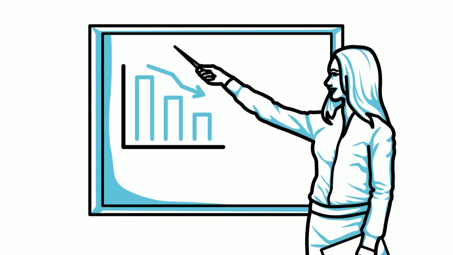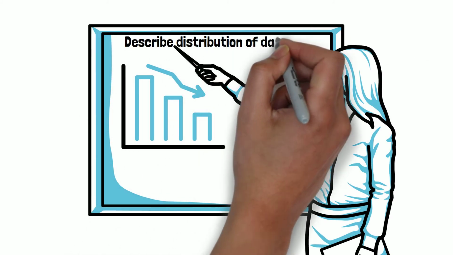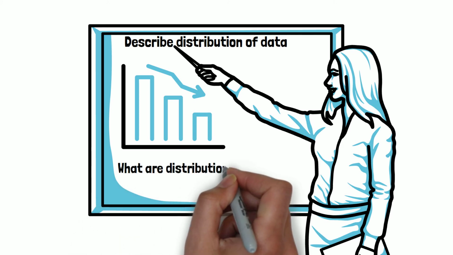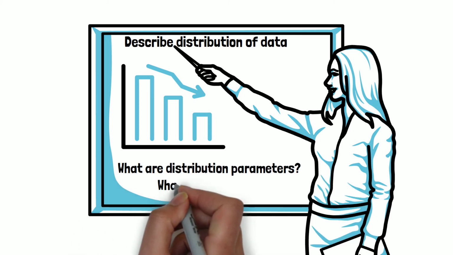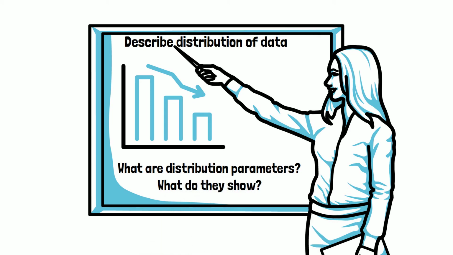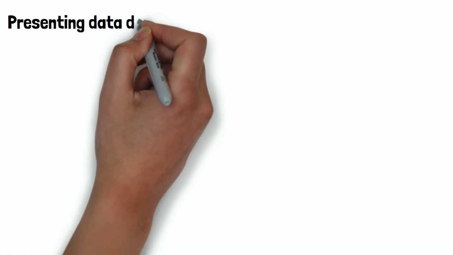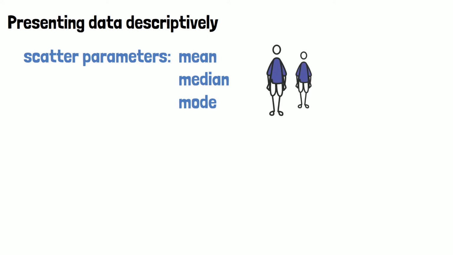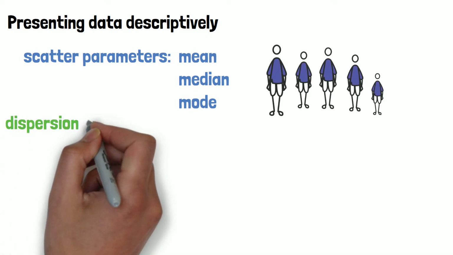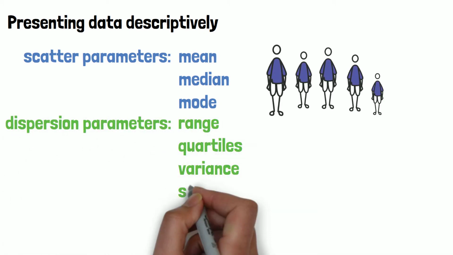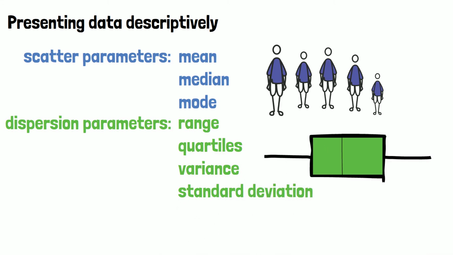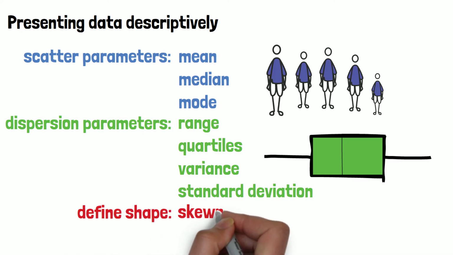When biostatisticians present data, there are several parameters that are used to describe the distribution of this data. In today's video, we want to discuss what these parameters are and what they really show. When presenting the data descriptively, the distribution of single variables can include the following parameters: scatter parameters such as the mean, median, and mode; dispersion parameters, which are the range, quartiles, variance, and standard deviation; and to define the shape of the distribution, also skewness and quartiles.